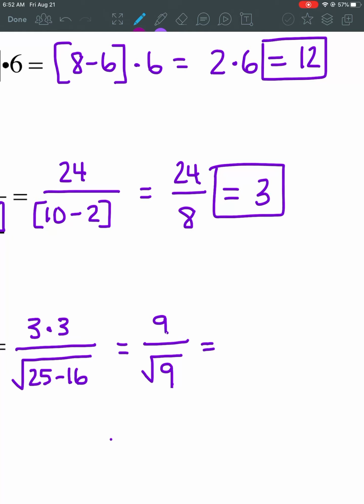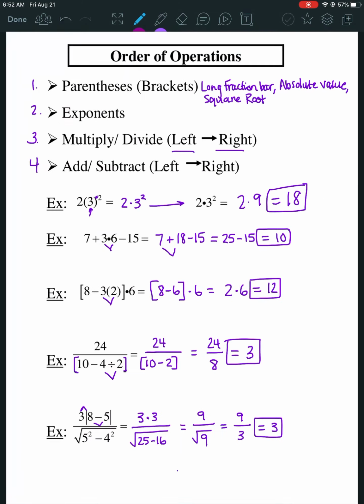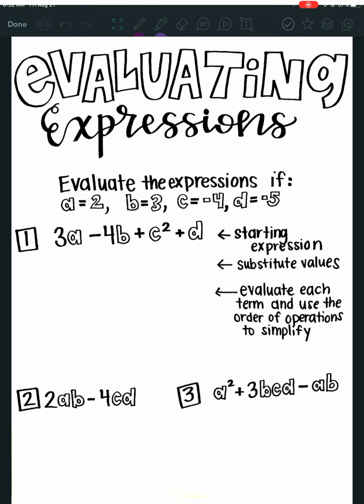Then we have to simplify the bottom before we work with that long fraction bar. So 9 over the square root of 9 is 3. And then 9 divided by 3 is 3. Okay, notice I am taking these step by step. Do not try and tackle the entire problem all at once.